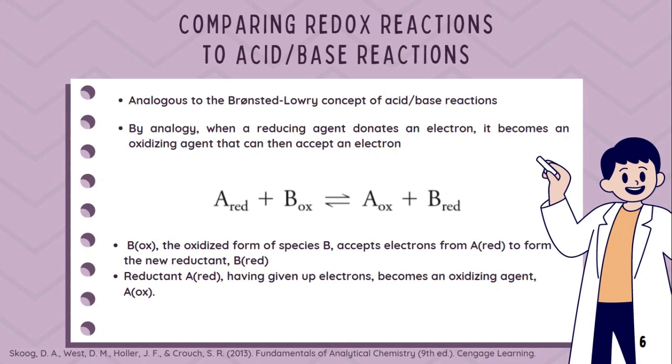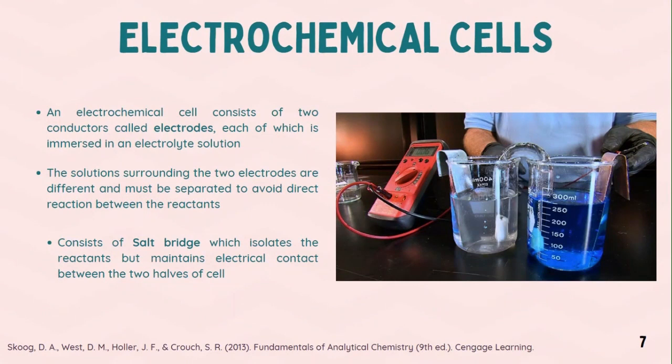In this equation, B oxidized, which is the oxidized form of the species B, accepts electrons from A reduced to form the new reductant given by B reduced. At the same time, A reduced, having given up electrons, becomes an oxidizing agent, A oxidized. We can fully understand oxidation or reduction equilibria by measuring potentials of electrochemical cells in which the two half reactions making up the equilibrium participate.